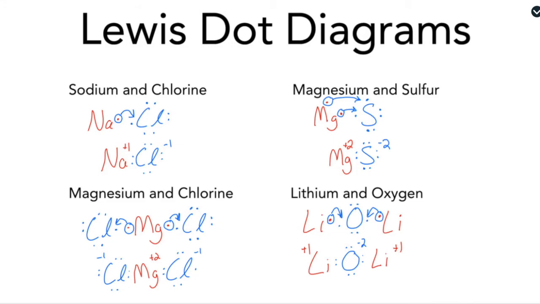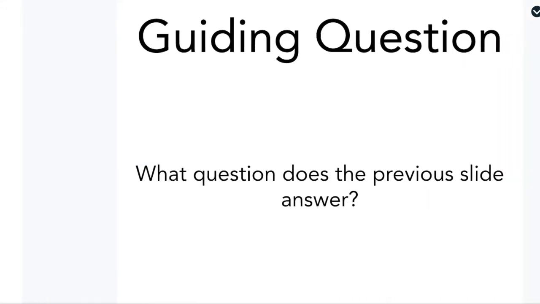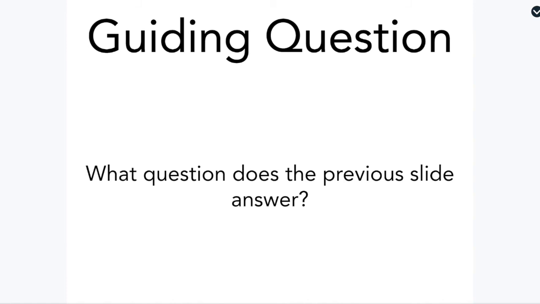All right, folks. Make sure that you have this in your notes so that you can refer to it, because I do expect you to be able to show how these electrons move in order to figure out what is the charge on these atoms and then what is the ratio between them. What question does the previous slide answer?